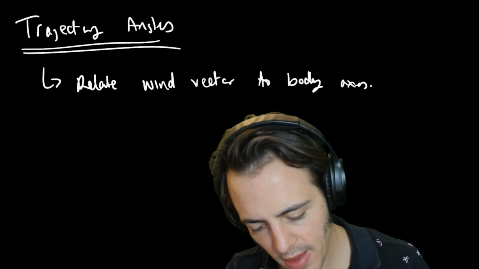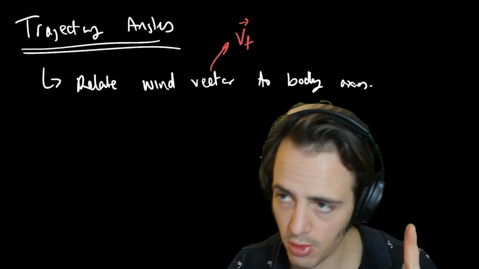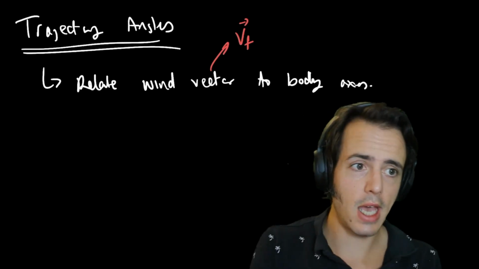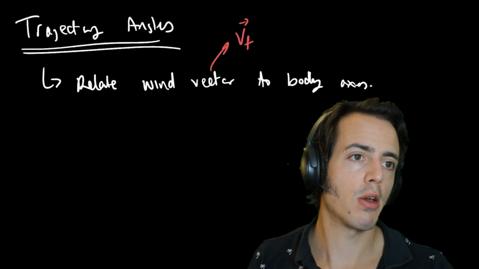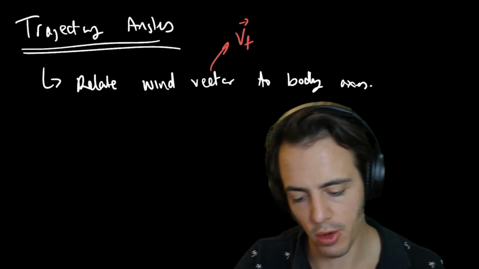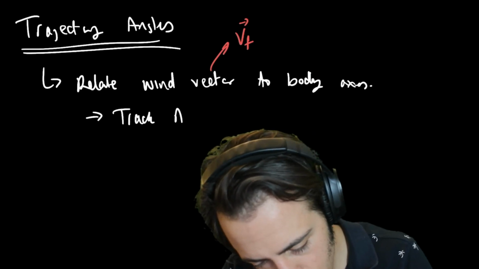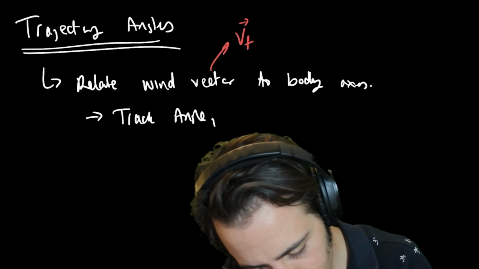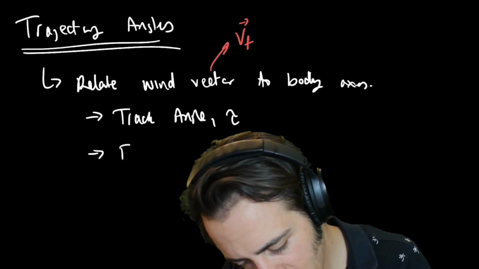Okay, so remember the wind vector is our VF, and we go through two different angles. We go through the track angle, which effectively represents our heading, and then we go through the flight path angle, which we've already gone over. So track angle is given the symbol tau, and the flight path angle.